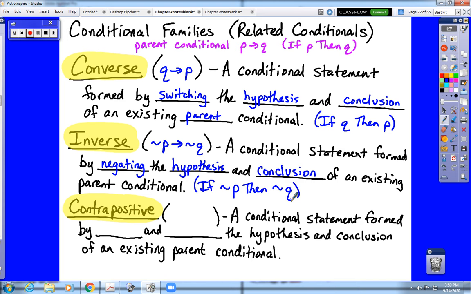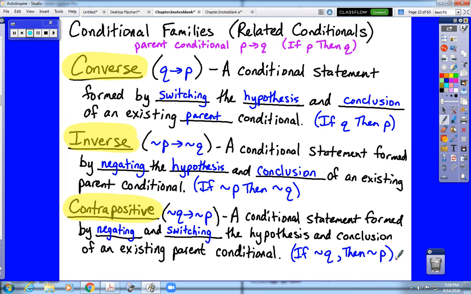The third and final related conditional, the contrapositive, we are actually going to do both. We are going to negate and switch, giving us the statement not Q implies not P. So we're both negating and switching the hypothesis and conclusion of an existing parent conditional. In other words, we're saying if not Q, then not P.